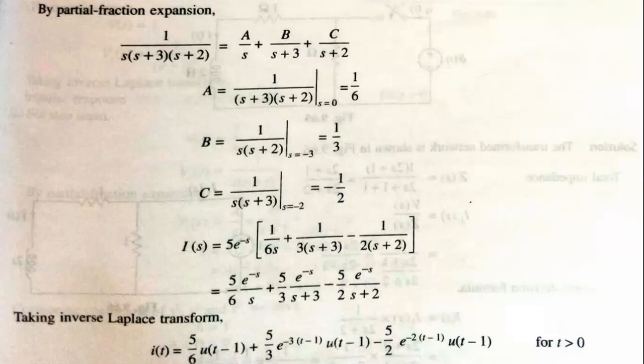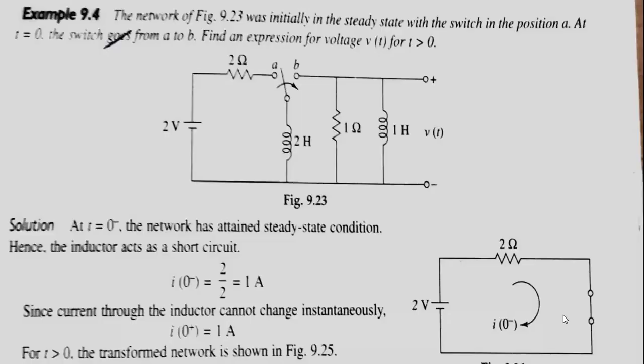You should remember that u(t minus 1), then e raised to 1 minus 3, is nothing but again t minus 1, and u(t minus 1). Likewise you can substitute for the entire bracket. So these things you should remember, how we can write the equation.